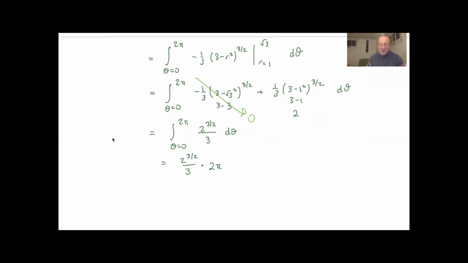We can't do a whole lot to simplify this. We could do 2 to the 3 halves is 2 times root 2. So we could say this is 4 pi root 2 over 3. And that's the volume of the region D.